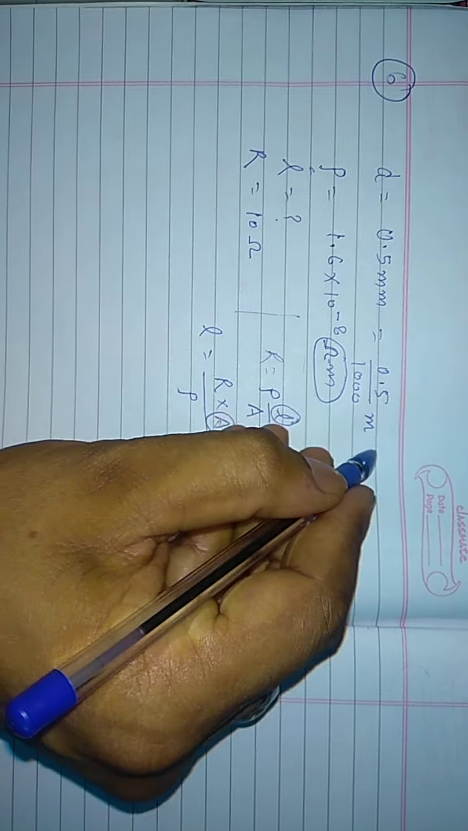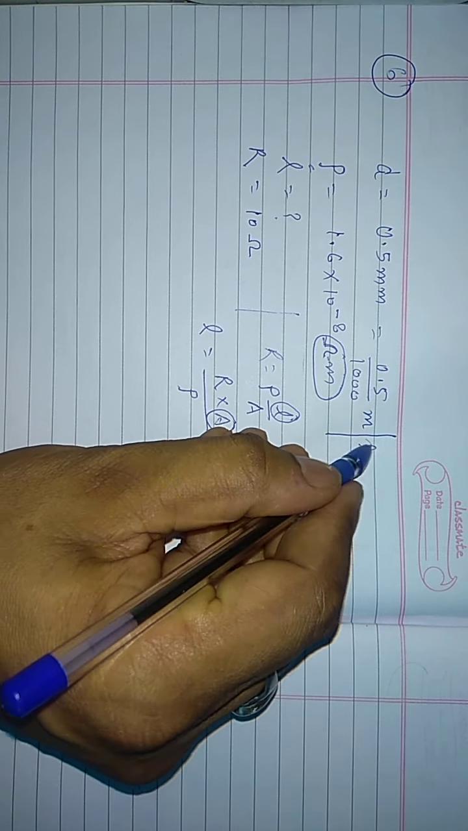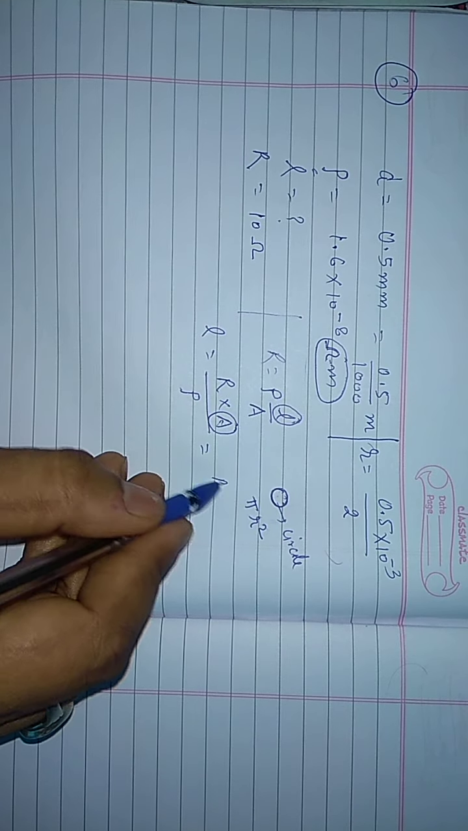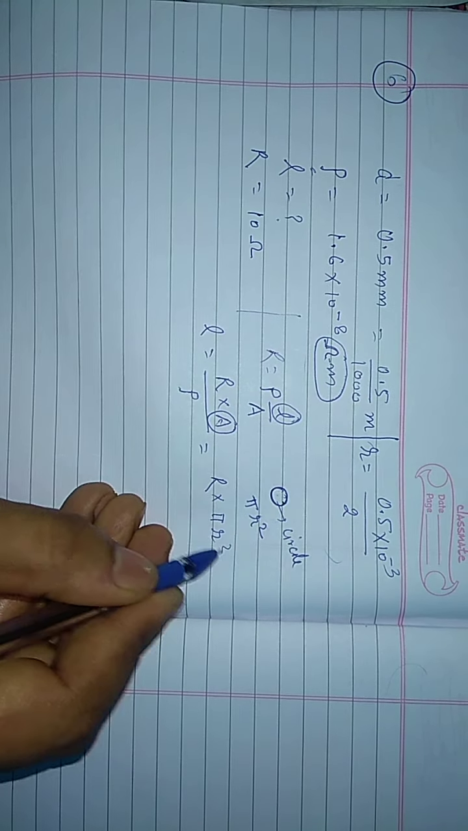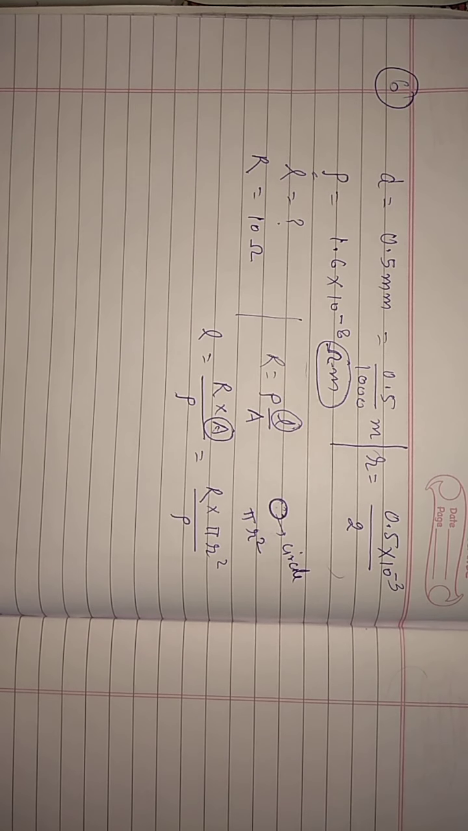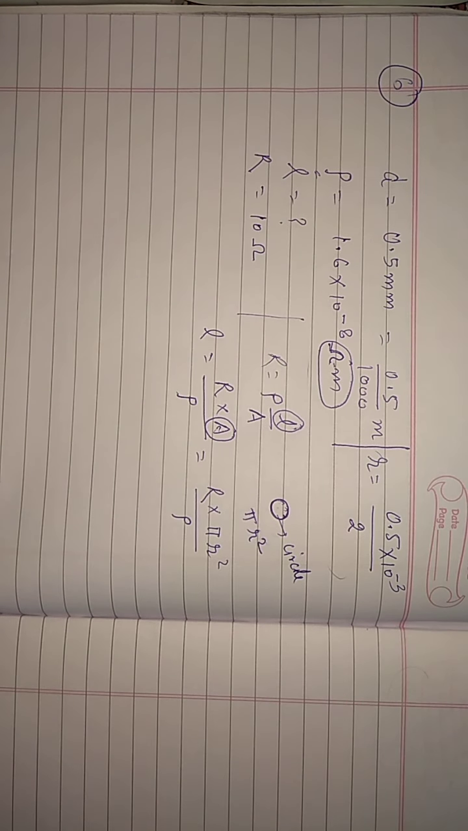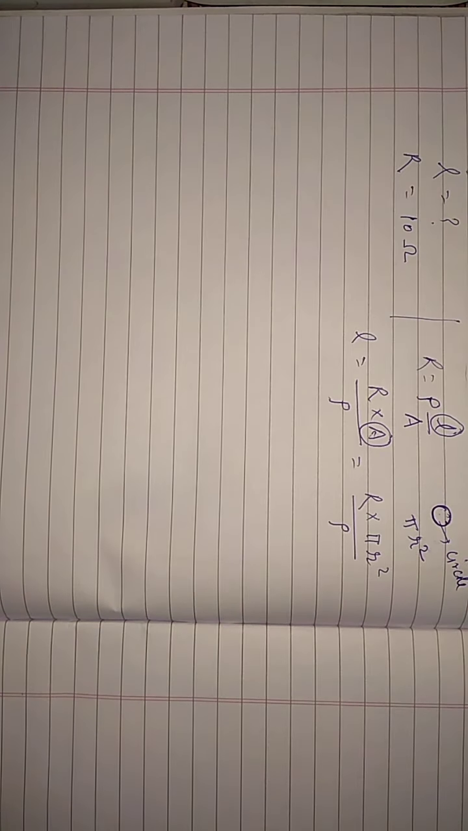And what is R? R will be half of this diameter. R equal to 0.5 into 10 to the power minus 3. This is upon 1000. We can write it like this and divide by 2. This is R. So area will be R into pi r square divided by rho. You have to calculate. So the answer, I think you can calculate it very easily. So take the screenshot. Now come question number 8.